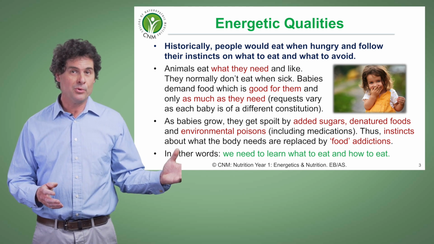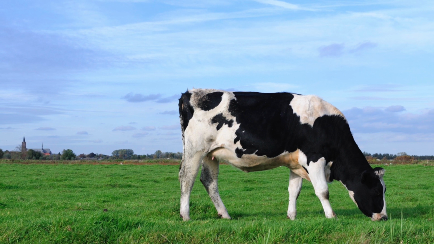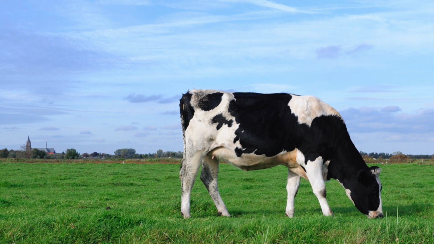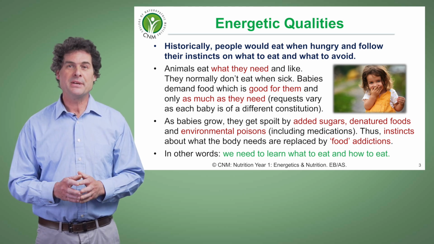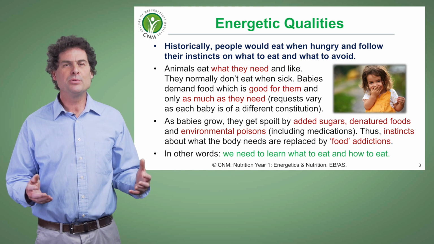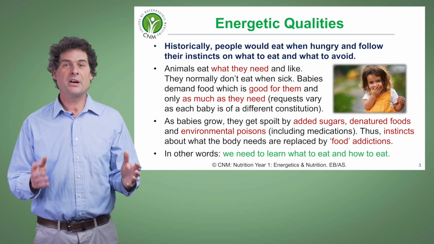If we look to the animal world, we see this. Animals eat as much food as they need, they eat the food that's good for them, and most animal species have certain plants or foods that they'll tend towards when they're sick, but they eat the food that's good for them. The same is true of babies. Babies demand a very simple diet. They demand the food that's good for them, and they demand just as much as is good for them.